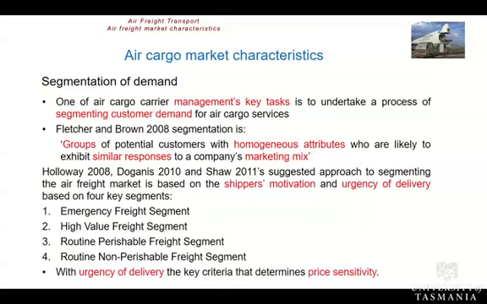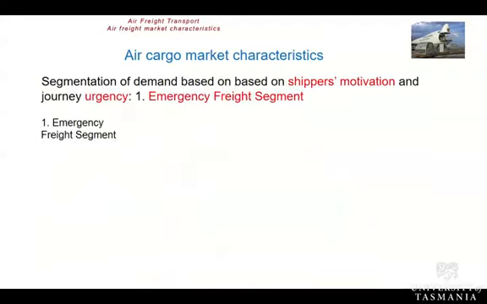And they also put forward the proposition that the urgency of delivery has got a significant impact on the price sensitivity of any products that find themselves in those groups. Is everybody reasonably comfortable with those 4 groupings? Okay, excuse me. Looking at the first segment is the emergency freight segment.